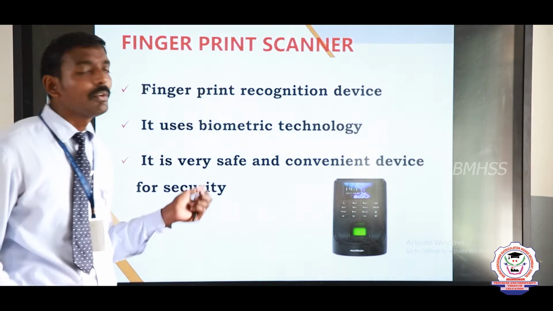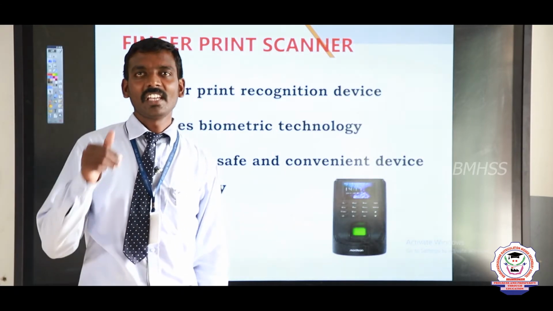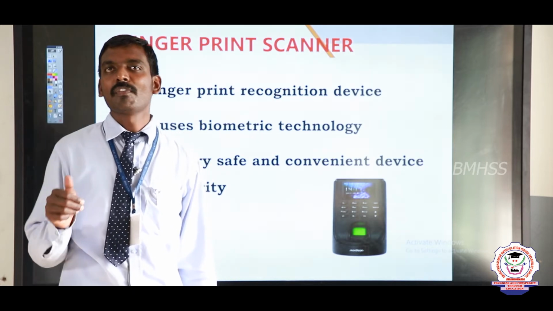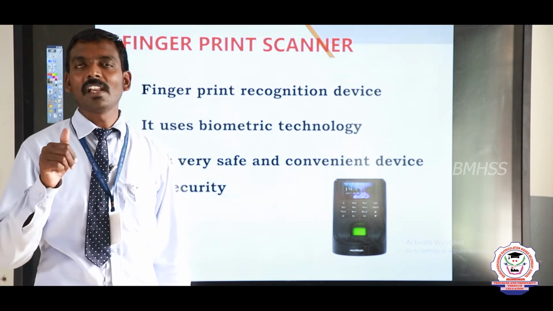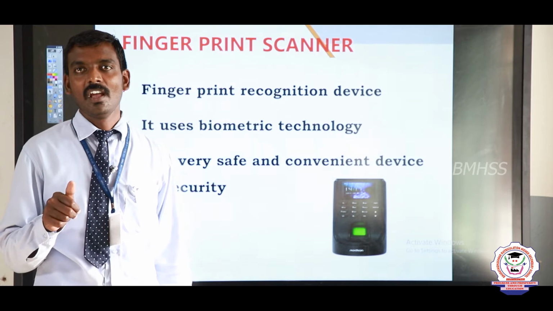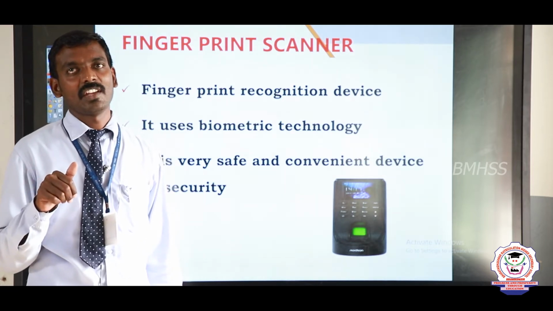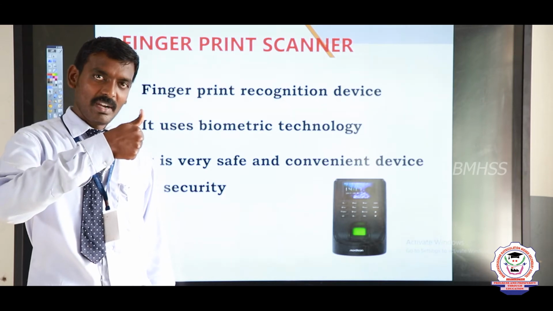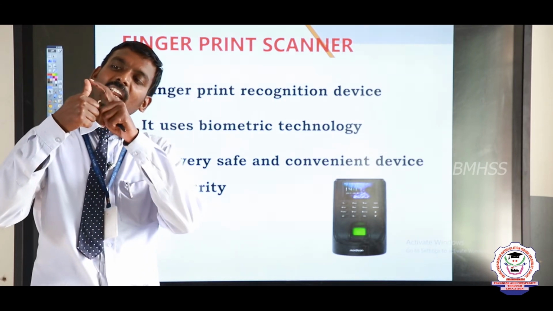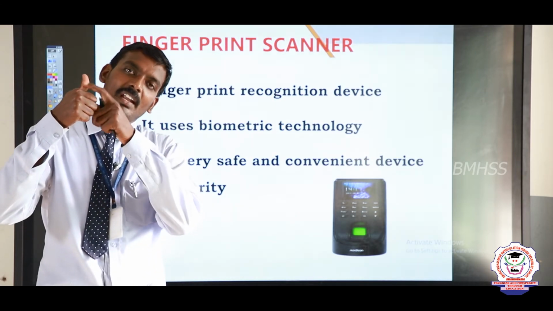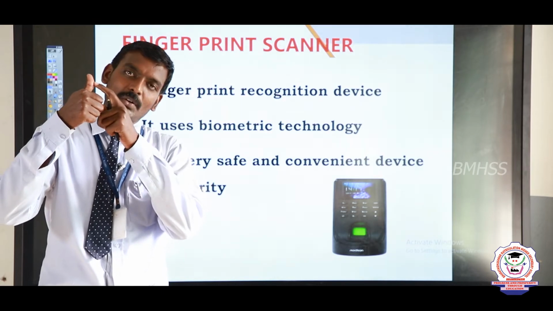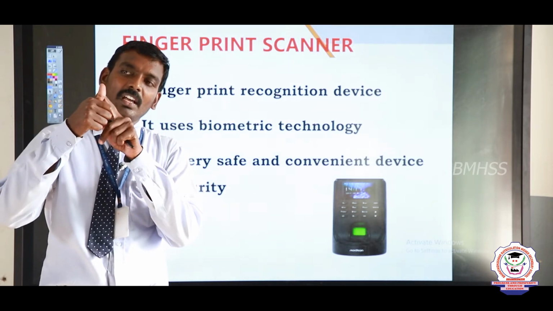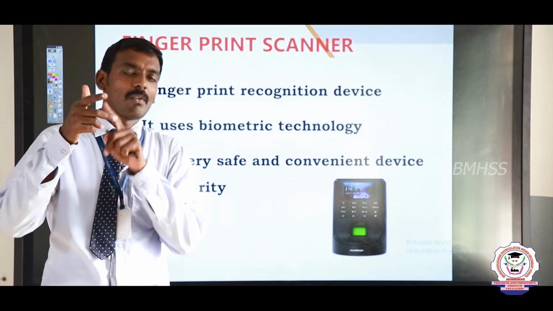Next, fingerprint scanner. What is the usage of fingerprint scanner? The fingerprint scanner is mainly used for biometrics. Biometric is a unique identification. What is the purpose of that unique identification? Suppose I put my finger to register for biometric. It scans the thumb fingerprint. Not only this finger, you can use the thumb or forefinger, whatever it may be.